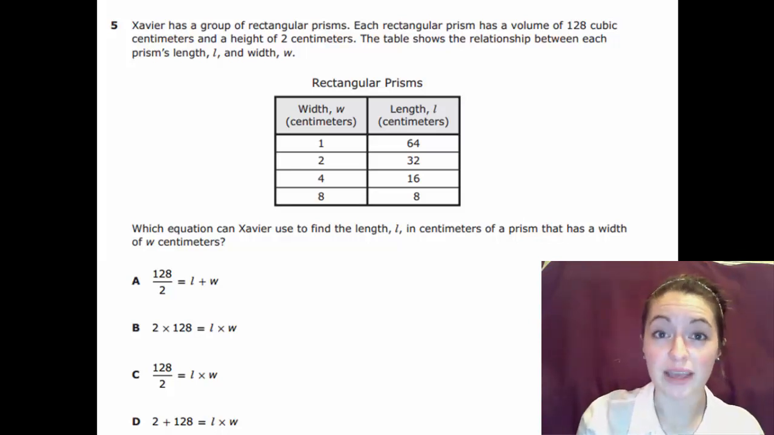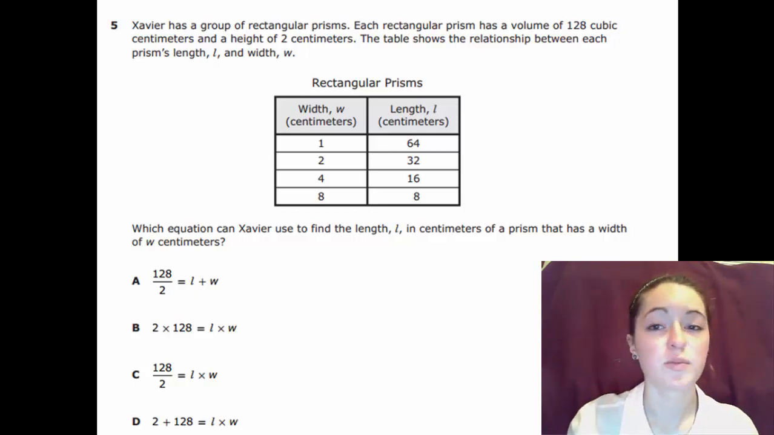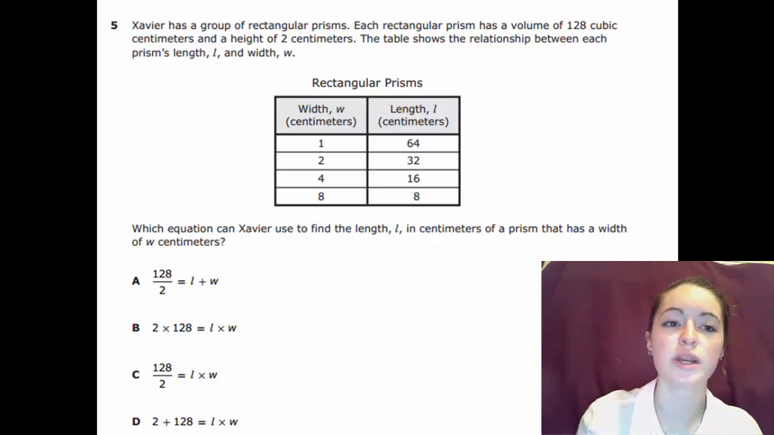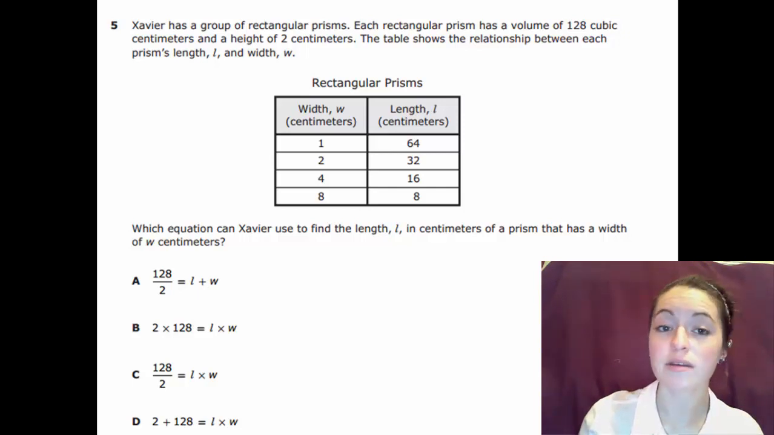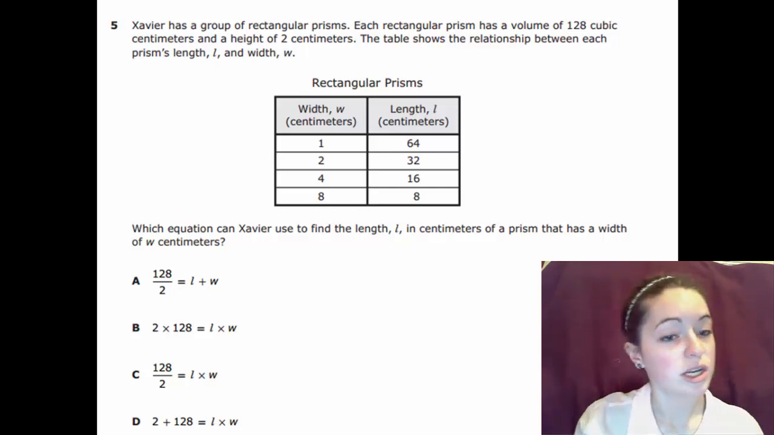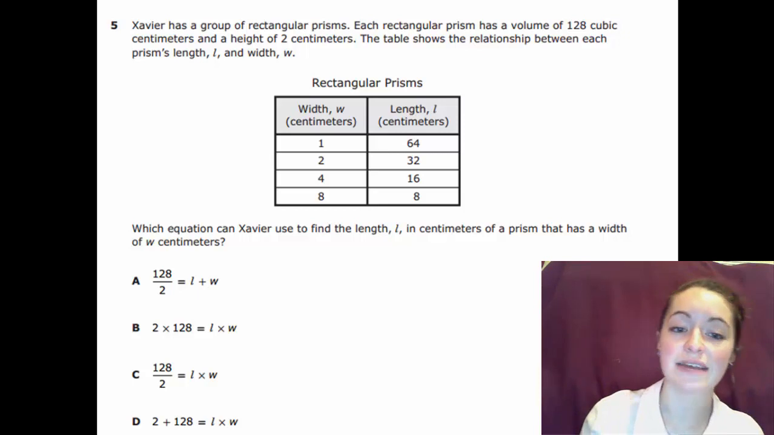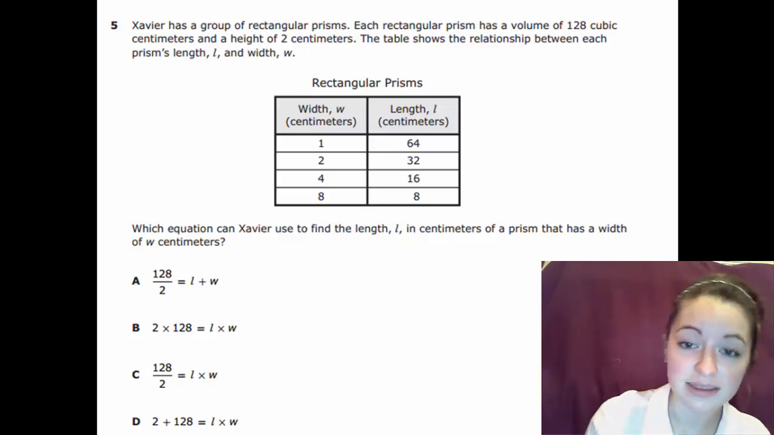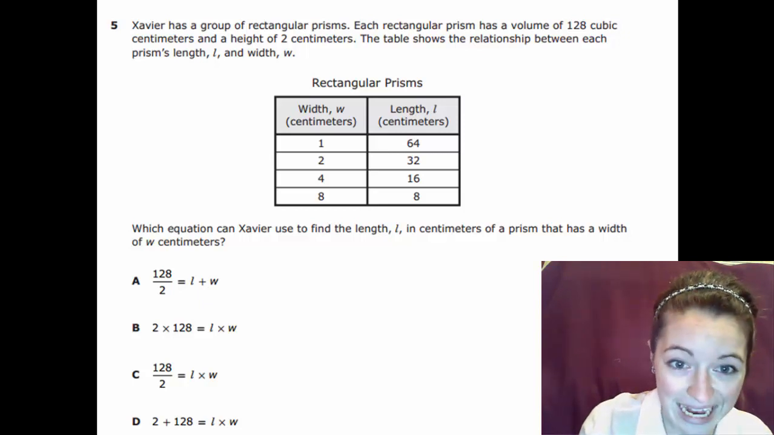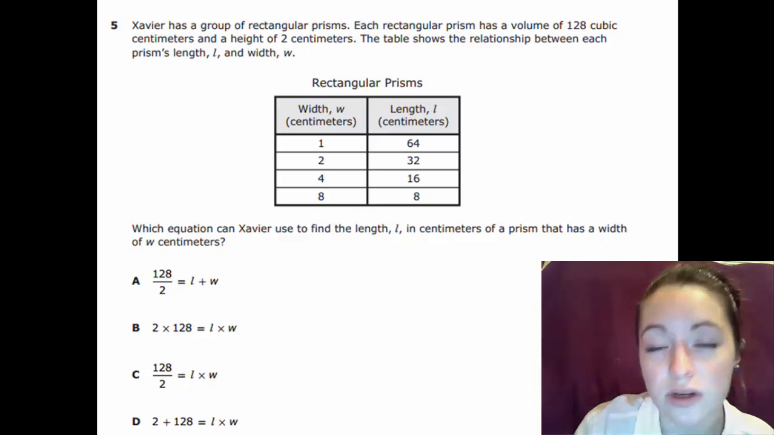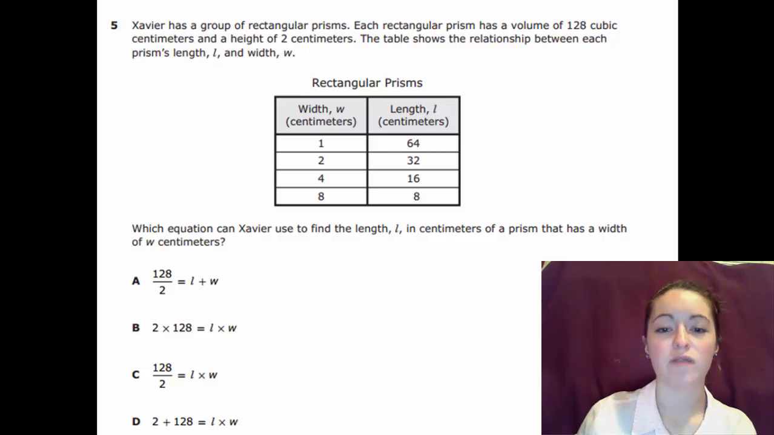Let's reread the problem again. Xavier has a group of rectangular prisms. Each rectangular prism has a volume of 128 cubic centimeters and a height of 2 centimeters. The table shows the relationship between each prism's length, L, and width, W. And our question is, which equation can Xavier use to find the length, L, in centimeters of a prism that has a width of W centimeters? Now, let's not look at the answer choices and let's think about how we can solve this problem.